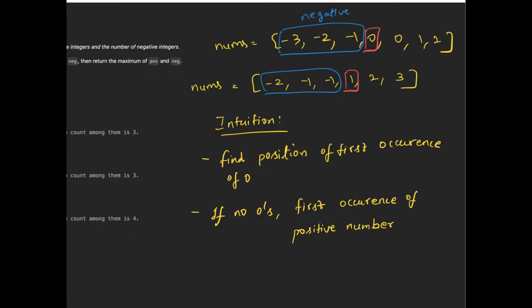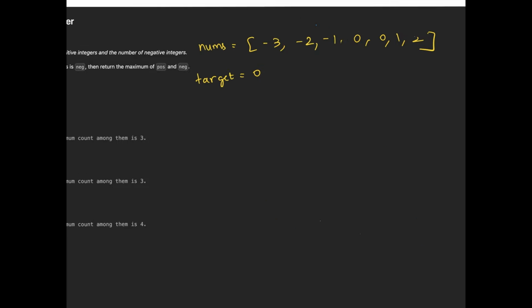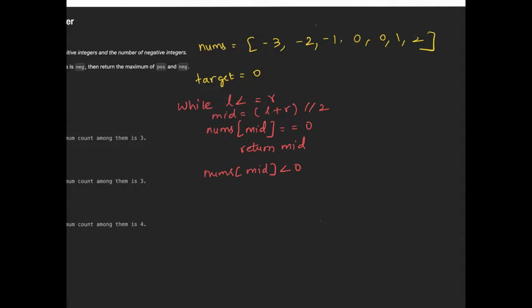Now let's dive into the binary search algorithm. The idea is to repeatedly divide the array in half and check the middle element. If the value at mid is 0, we return that position. If the value at mid is less than 0, we know we need to move towards the right side, so we shift the left pointer to mid plus 1. If the value at mid is greater than 0, we need to move towards the left side, so we shift the right pointer to mid minus 1.